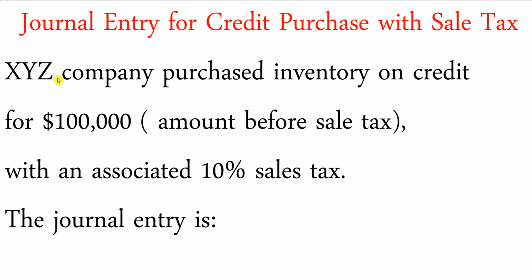We assume XYZ company purchased inventory on credit for 100,000 amount before sales tax, and the sales tax rate is only 10%. So how can we make a journal entry for this transaction?